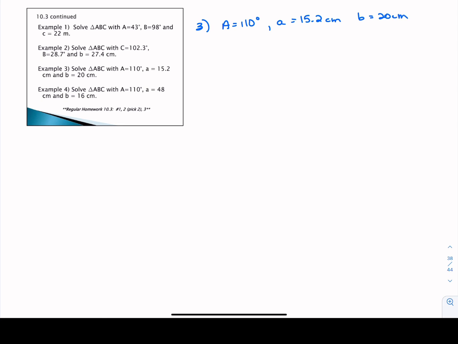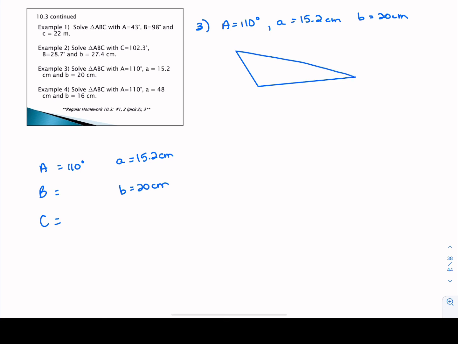So once again, we can set up our chart over in the right side margin here. We've got A, B, and C. We've got 110 degrees. Angle B is unknown and angle C is unknown. Side length A was given as 15.2 centimeters and side length B was given as 20 centimeters. So what we can do is draw another obtuse triangle, because we're given an obtuse angle here to work with. With this obtuse triangle, we know angle A is measuring 110 degrees, side length A is 15.2 centimeters, and side length B, it doesn't really matter which way we label here, is measuring 20 centimeters.